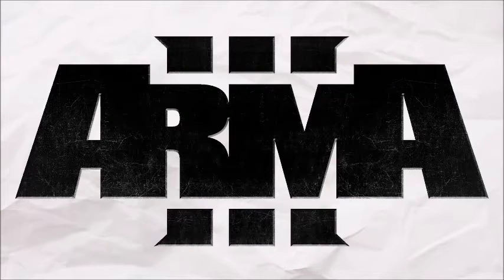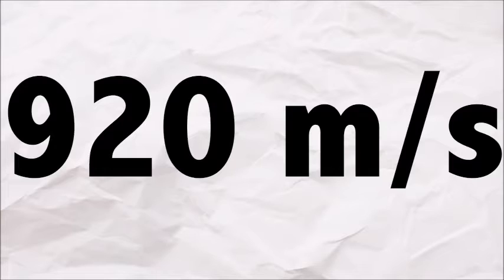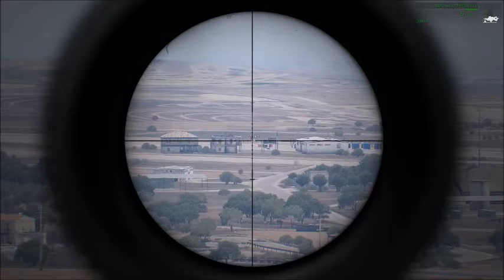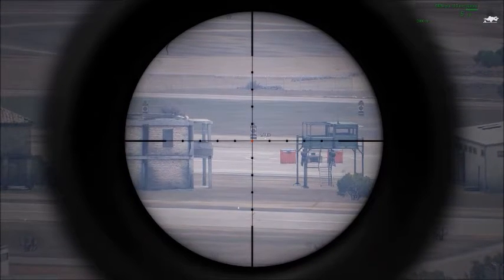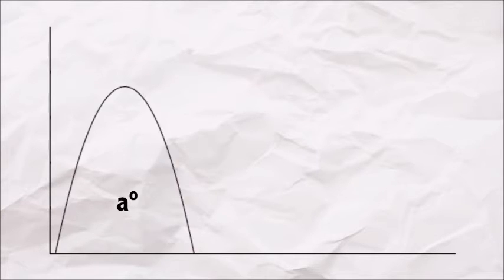Onto the simulation. The bullet in the simulation moves 920 meters per second, meaning that if aimed at 45 degrees, it will move 460 meters per second upwards and 460 meters per second sideways. However, we won't be aiming at 45 degrees. We will be trying to hit a target 2,000 meters away, meaning that we need to determine the angle we need to fire at to hit the target. So knowing that the target is 2,000 meters away, we must consequently aim at either A degrees or B degrees, A being under 45 degrees and B being above 45 degrees.